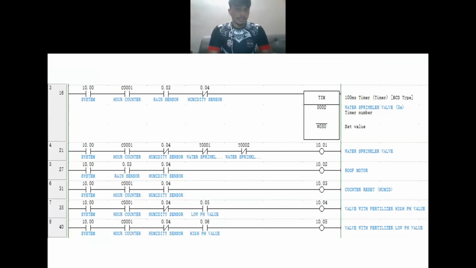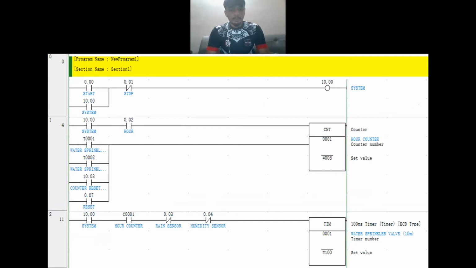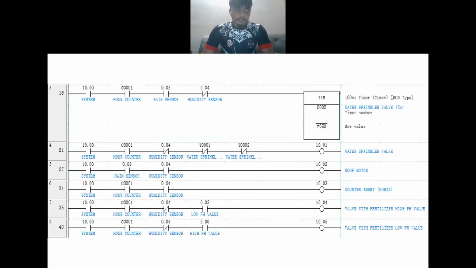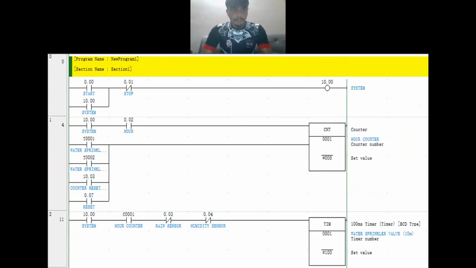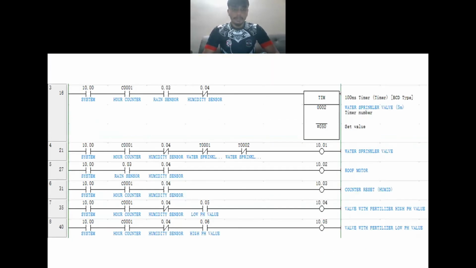For the third condition, there's no rain and the soil is wet. I will change the rain sensor to 0 state and the humidity sensor to 1 state. We trigger the push button in rung 1 8 times and we'll see there will be no difference, because there's no rain and the soil is still wet, so there's no need to sprinkle the water. So that's the main thing.